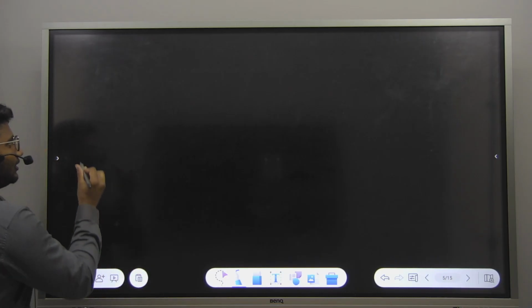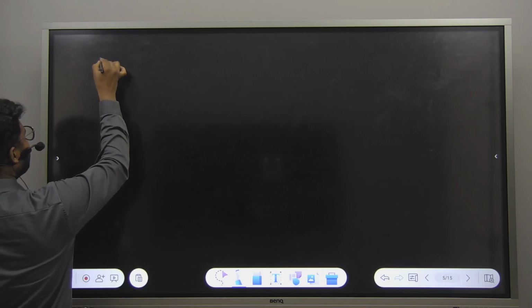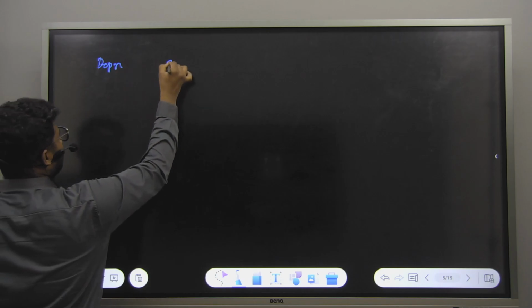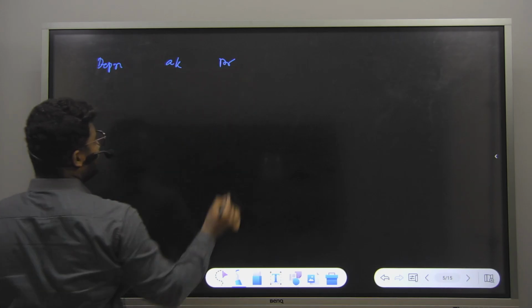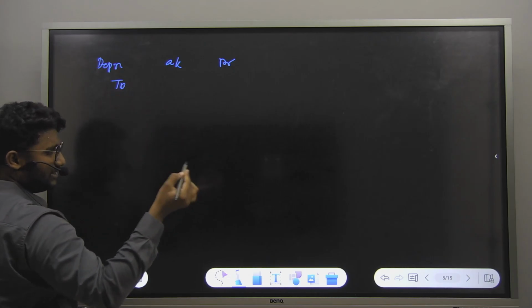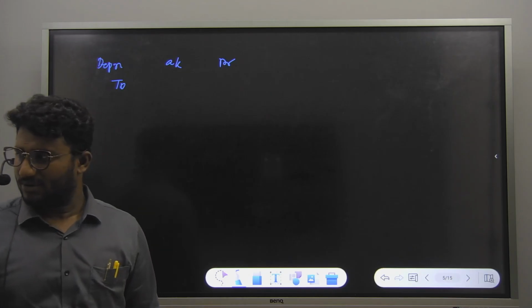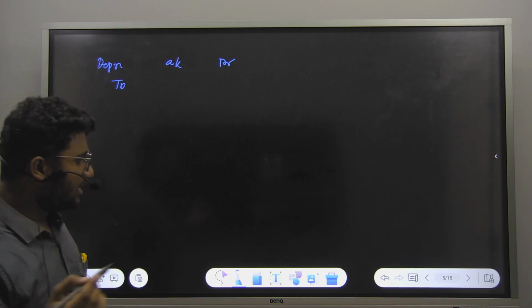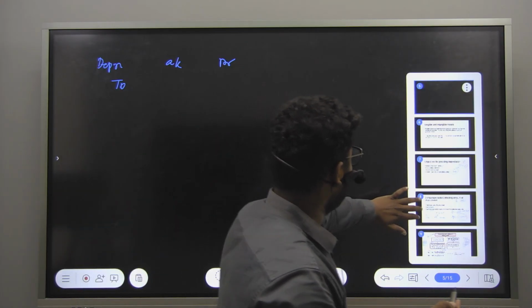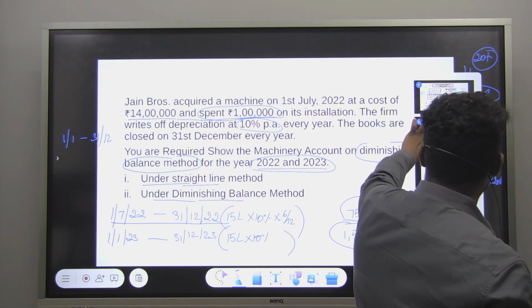So now what is the entry? Depreciation account debit to the concerned asset account. Which asset is it? What's the name of the asset given in the question? It is machinery.